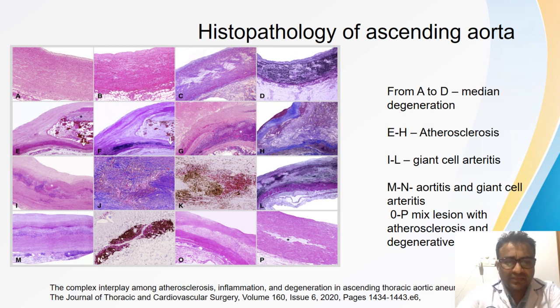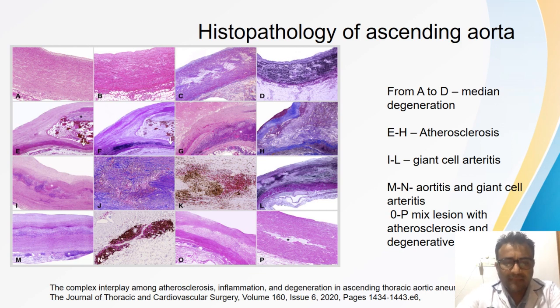From I to L, there is a patient with arteritis. Patients with acute aortic dissection can also have arteritis, like giant cell arteritis or Takayasu arteritis. Here you can see there is a massive infiltration in the tunica media, like lymphocytes, macrophages, etc.